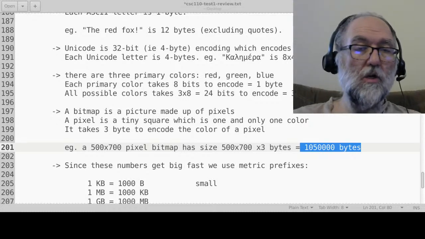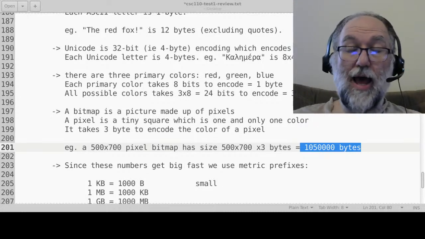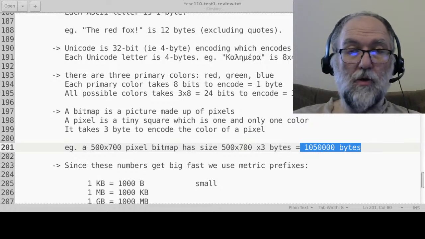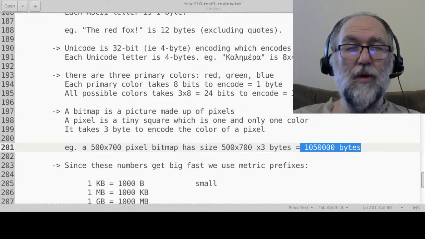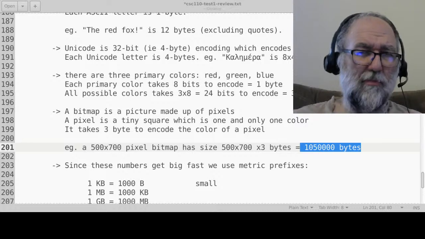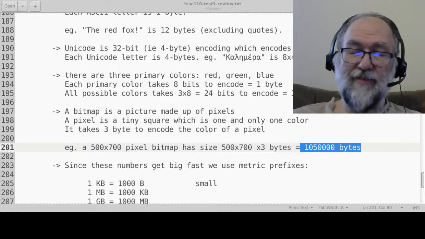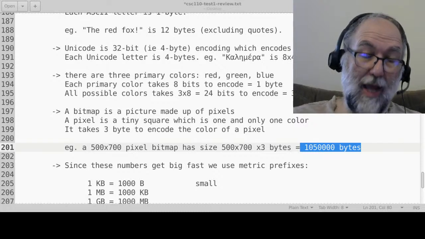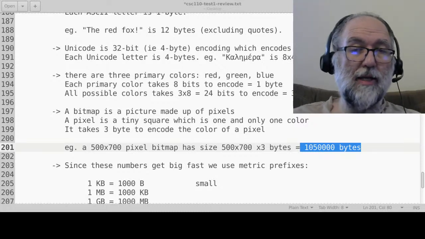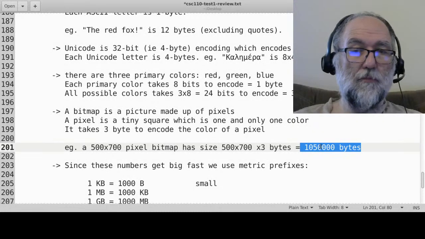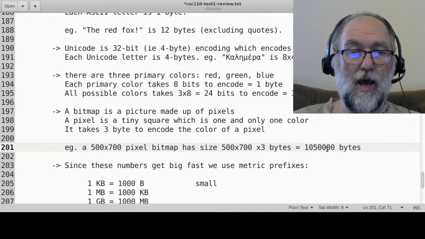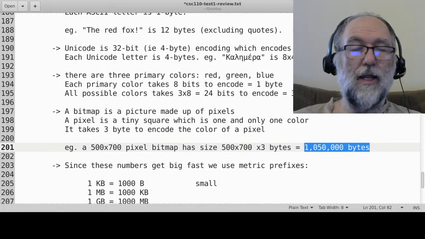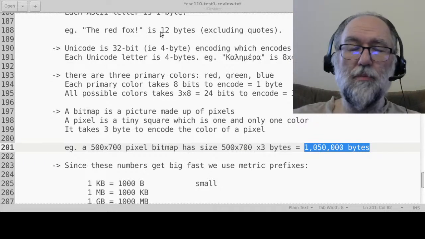Okay, so the kind of question I would ask is, how big is a 500 by 700 pixel bitmap? When I say big, I really mean how much information. And the answer is 500 times 700, and then multiply by 3 because each pixel is 3 bytes, and that gives you this number here. We could put some commas in there so you can see that it's a little over 1 million bytes.